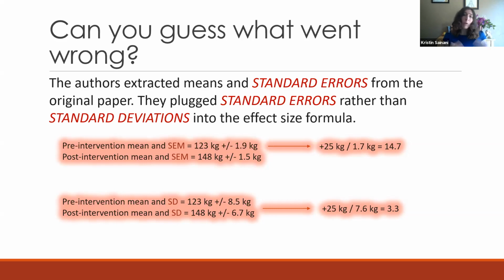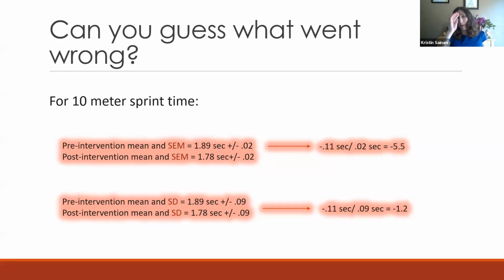The standard error was around 1.7. So that translates to an effect size of 15. But of course, what goes in the denominator here is the standard deviation. And so if you correctly put the standard deviation in the denominator, the effect size is actually about 3 standard deviations. Still very big, but not impossible. And same for sprinting ability. The standard error was 0.02. Standard deviation is 0.09. So the correct effect size here was actually about -1. And you can see that this is the kind of error that could happen very easily.